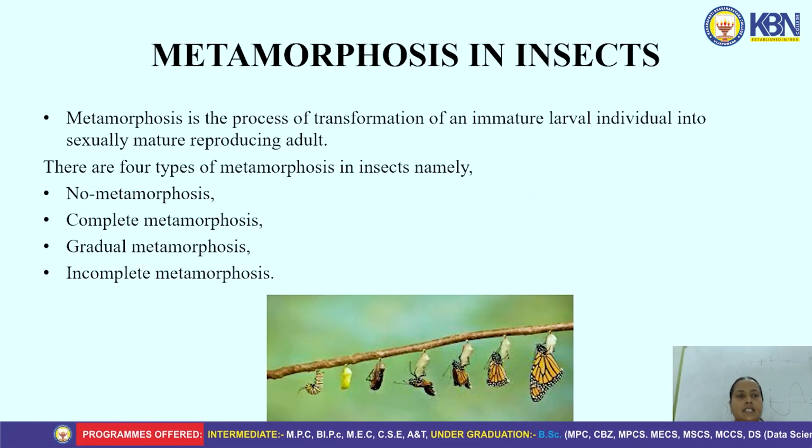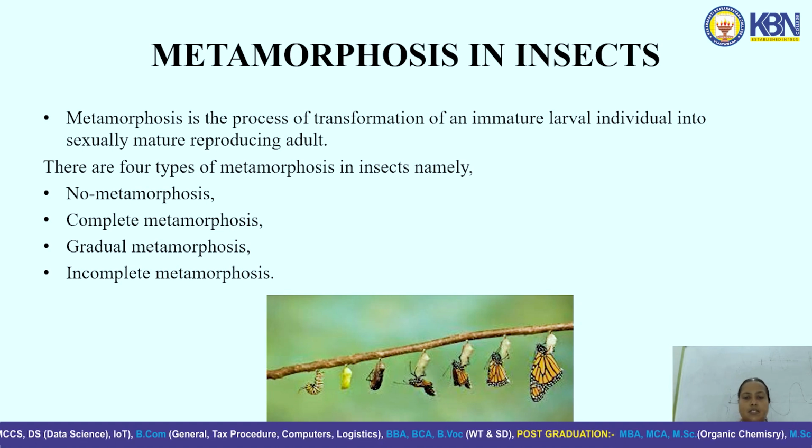Metamorphosis in insects. Metamorphosis is the process of transformation of an immature larval individual into a sexually mature reproducing adult. There are four types of metamorphosis in insects, namely no metamorphosis, complete metamorphosis, gradual metamorphosis, and incomplete metamorphosis.